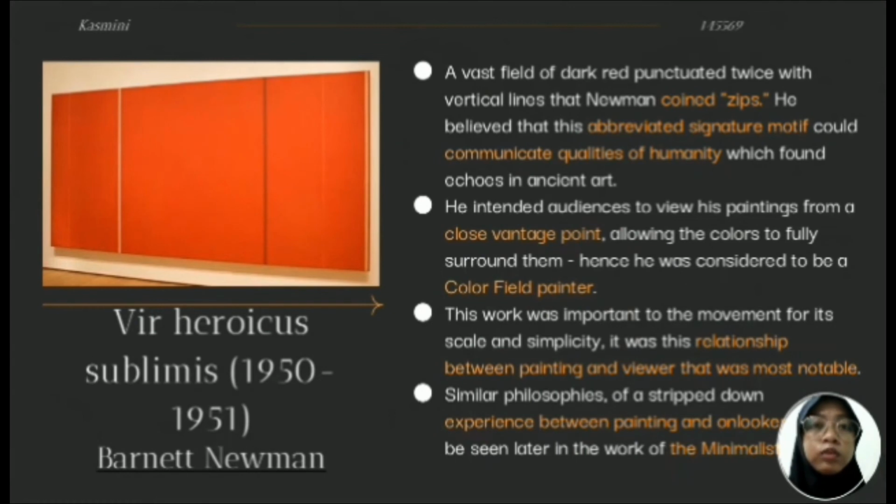Although this artwork was important to the movement for its scale and simplicity, it was this relationship between painting and viewer that was most notable, and that reflection of the self, with the painting as the subject reflected on the viewer, was wholly new category of experience, a similar philosophy of a stripped down experience between painting and onlooker, to be seen later in the work of the minimalist movement.